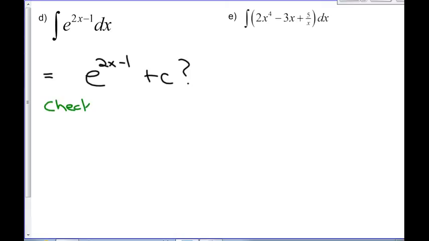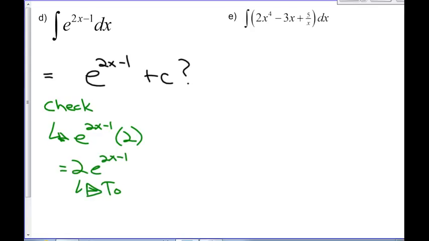Check. Well, if you check this, you'll get e to the 2x minus 1, and then from the chain rule, times 2. Oh dear. Too big by a factor of 2. Fix it with a half. Okay. And we can check that, and it will indeed work out.